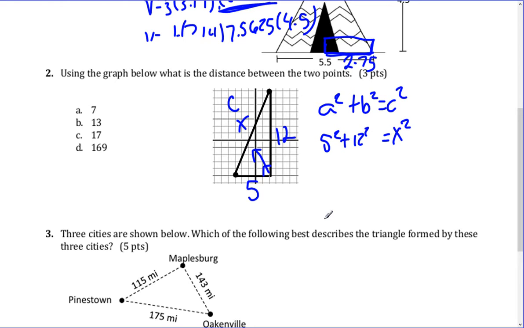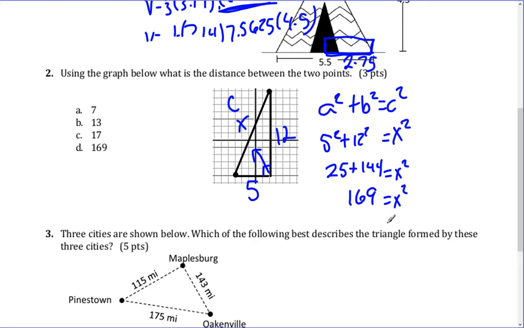Eventually, up here, we want to have x squared. We want to square root both sides, but I can't really square root this big, ugly mess until I simplify it a bit. So I'm going to simplify. I'm going to take 5 squared, which is 25. That's 5 times 5. 12 squared, which is 144. I'm going to simplify some more. I'm going to add that together and get 169.